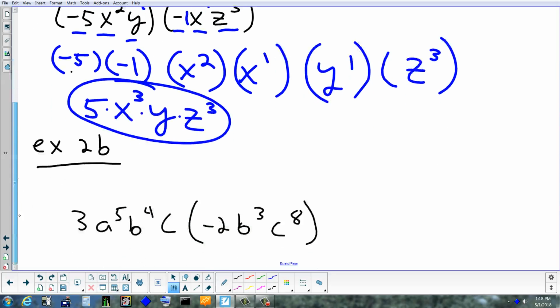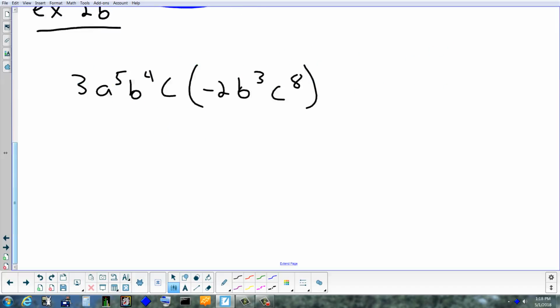Right, let's try 2B. Let's start with the number in the first set: 3. Do I have a number in the second set? Yes, negative 2. Now let's go to the a. I'm going to check them off as I do them. I did the 3 and the -2.